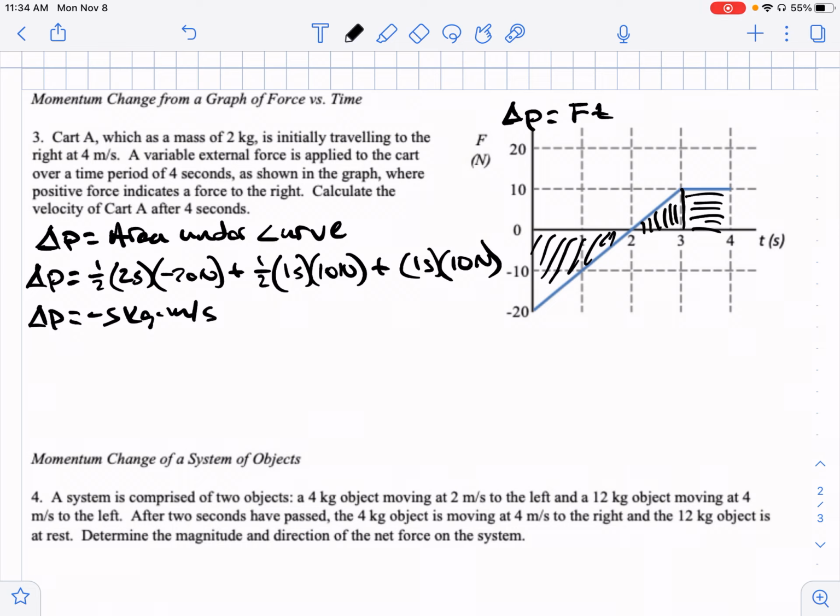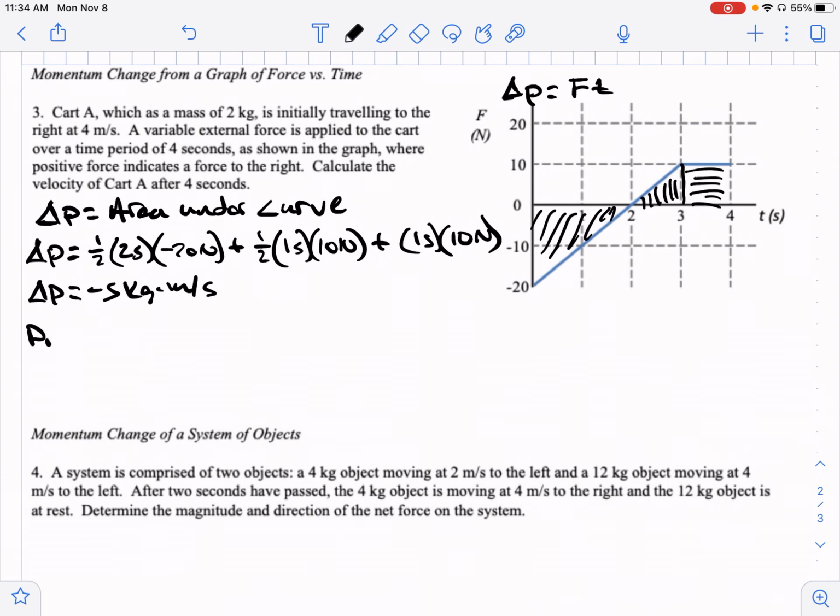Right, same thing. And the problem gave me enough information to solve for the initial momentum of this cart. So my initial momentum is equal to the mass of the cart times the initial velocity.